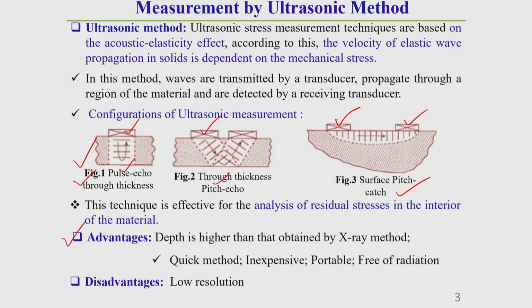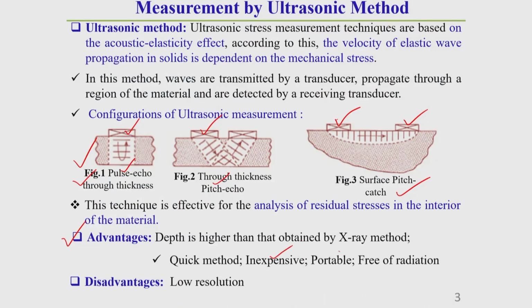It has a lot of advantages. By this method we can measure the residual stress distribution through thickness. That means the depth of measurement we can achieve cannot be achieved by X-ray diffraction techniques, which is another important residual stress measurement technique. Here the depth of measurement is generally higher than that of the X-ray method. This method is very quick, inexpensive, portable, and free of radiation, because there is nothing related to radiation here.